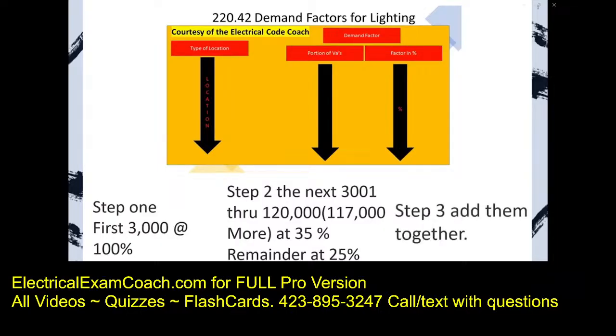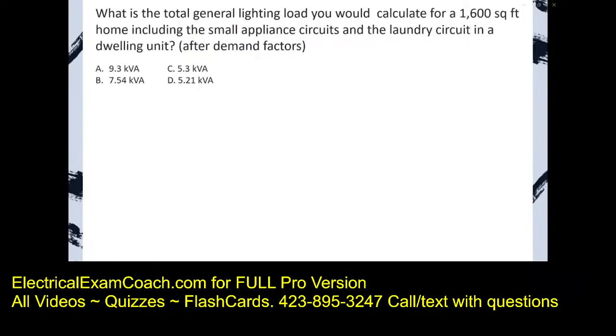We take the original 3,000 that we set to the side. Then we're going to take that new reduced load, add those two together, and that's going to give us our total load. What is the total general lighting load you would calculate for a 1,600 square foot home, including the small appliance circuits and the laundry circuit in a dwelling unit after demand factors?